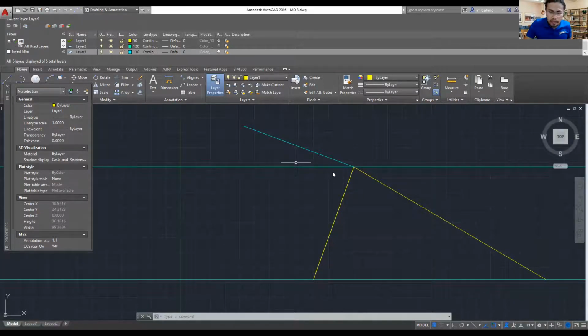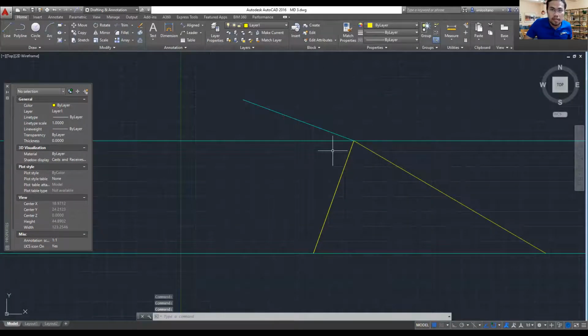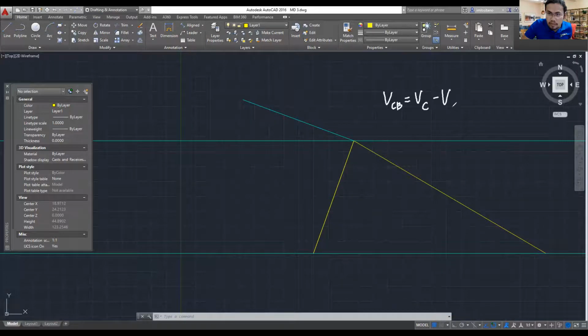Now we know the directions of the other two velocities. We know that the velocity of C with respect to B is equal to the velocity of C minus the velocity of B. So vectorially, we have V sub C along this line. We are going to create the velocity polygon, because we want to know the velocity of C.